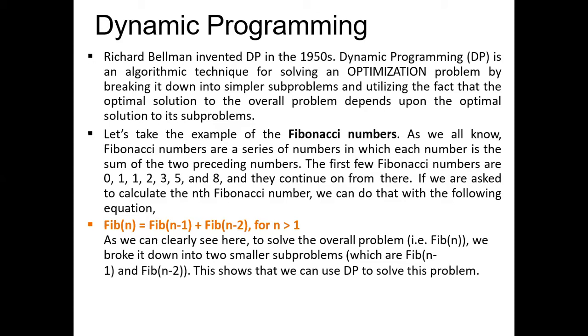These are a series of numbers where each number is the sum of the previous two numbers. The first few numbers of the Fibonacci series are 0, 1, 1, 2, 3, 5, 8, and we can continue the series from there. Rather than applying a simple program, we can deploy recursion, where Fibonacci n is equal to Fibonacci of n minus 1 plus Fibonacci of n minus 2. And we can use dynamic programming to solve this problem because we can break down the problem.